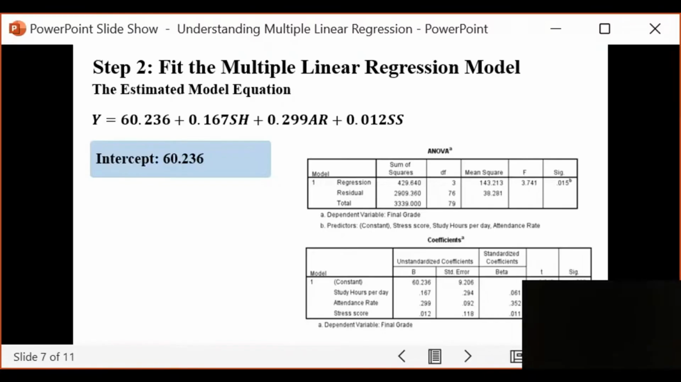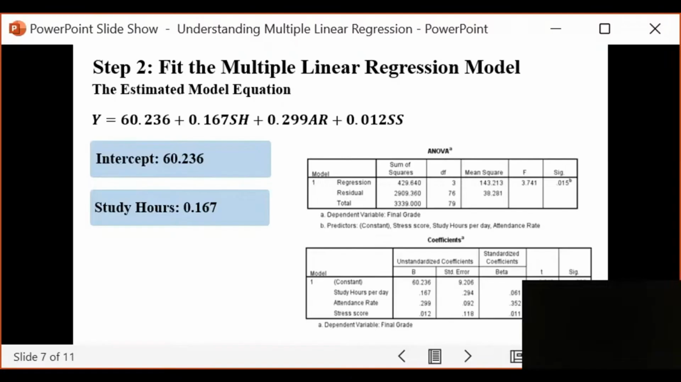Now, study hours, which according to the table is 0.167. Okay? Ang ibig sabihin nito, for every 1 hour increase in study time per day, the student's grade is expected to increase by 0.167 points. Okay? Bakit increase? Kasi positive yung sign doon sa study hours.